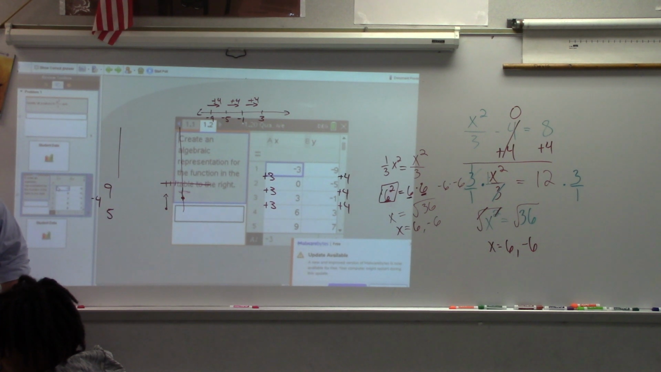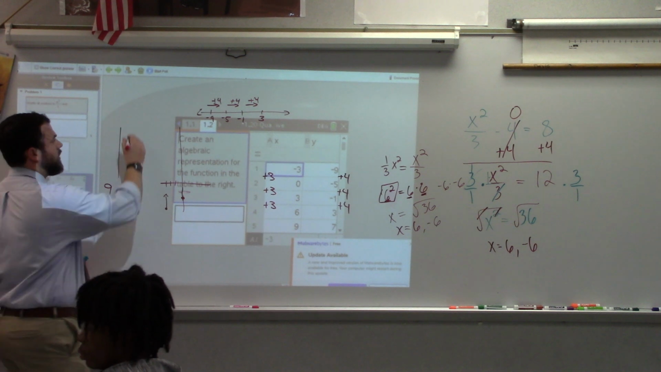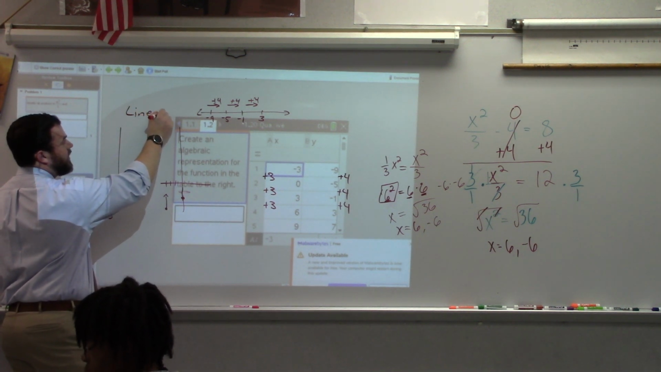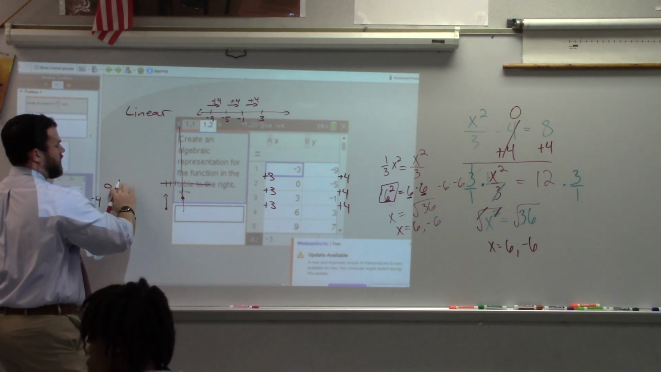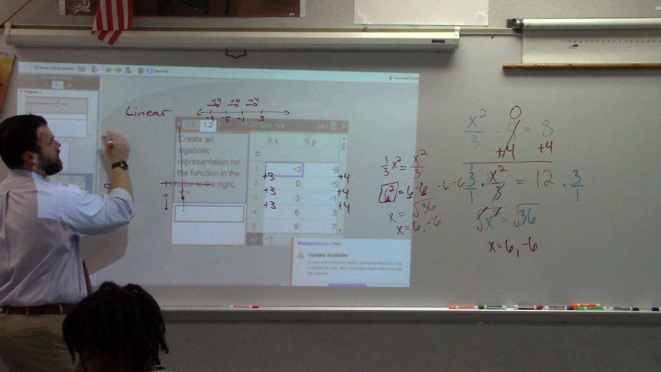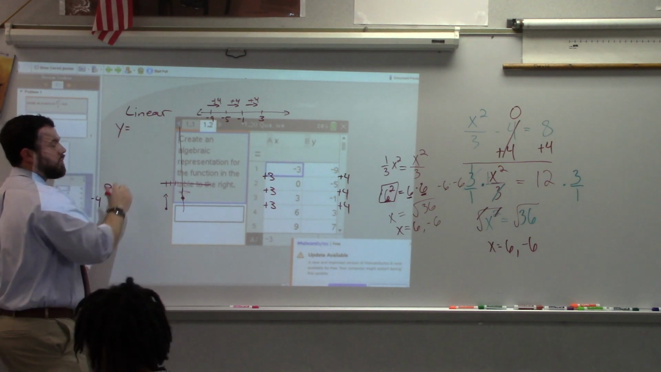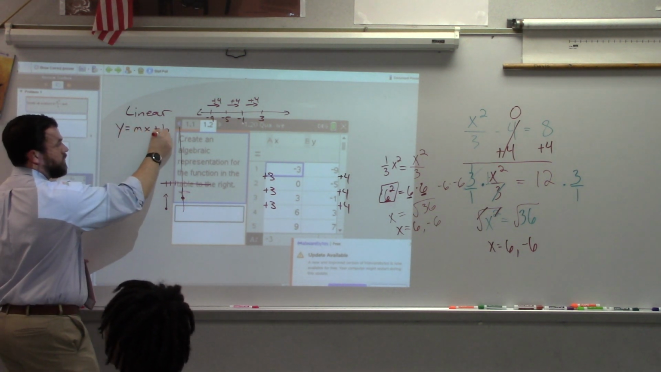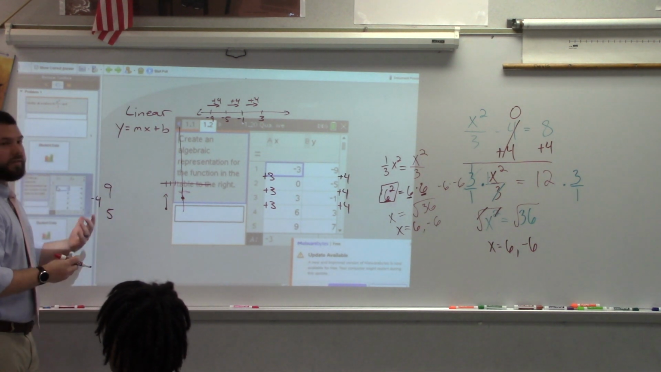So, can anyone help Kiwan out and tell us what type of function repeatedly adds? Linear. You gotta know that, Kiwan. That's gotta be something that comes right off the top of our head. Alright? Linear. And since it's linear, we know that the equation is y equals mx plus b or a plus bx. Either one, right? A lot of us notice that.